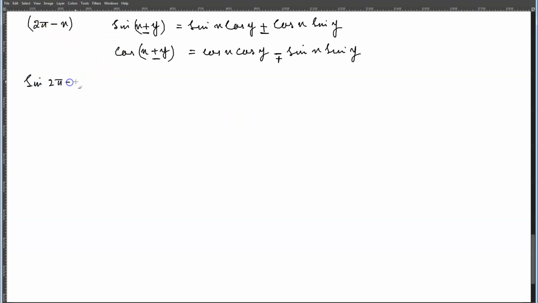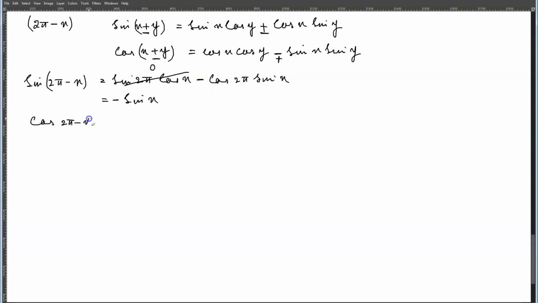Now, what is the sine of 2 pi minus x? It's equal to sine 2 pi cos x minus cos 2 pi sine x. Now sine 2 pi is equal to 0, so this whole thing goes to 0. Cos 2 pi is equal to 1, so that's negative sine x.